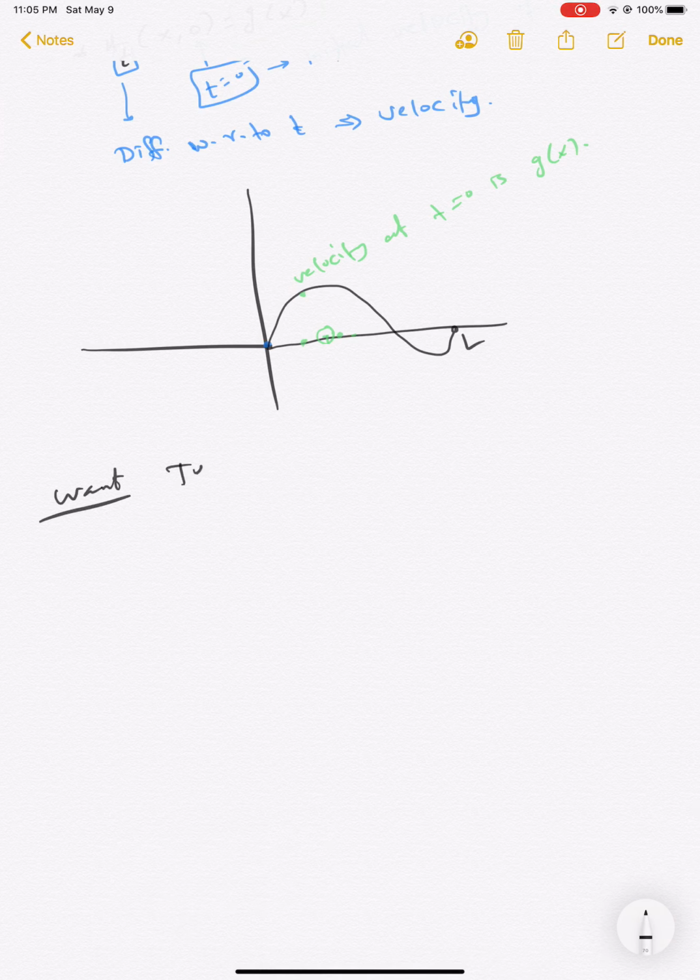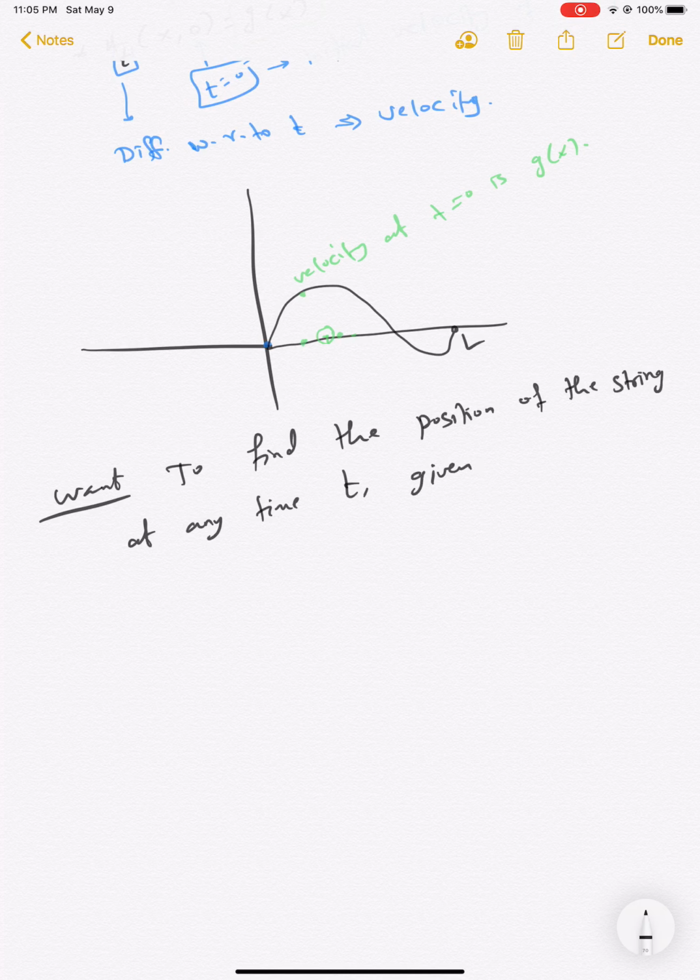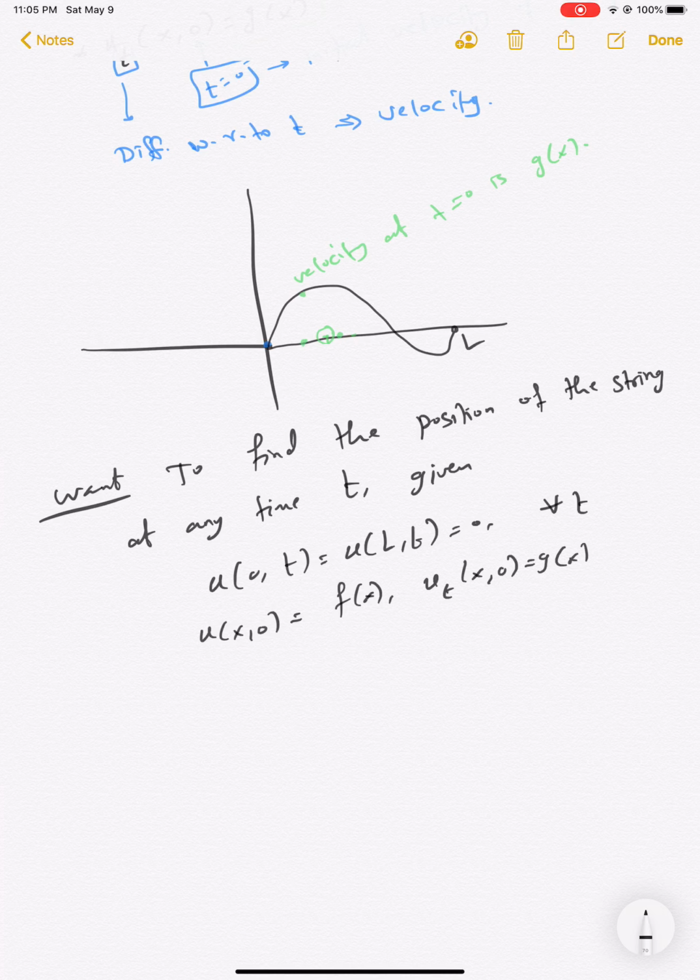We want to find the position of the string at any time t, given what? Given four things. What are these four things? Given that u(0,t) equals u(l,t) equals 0 for all t, given that u(x,0) equals f(x) and u_t(x,0) equals g(x).